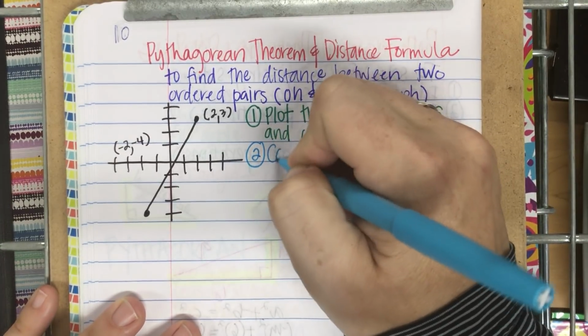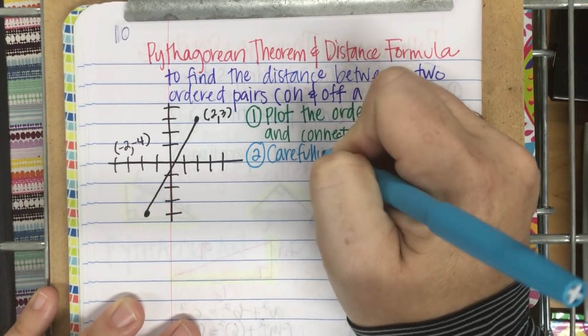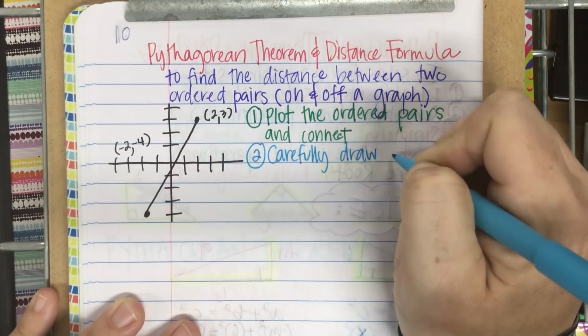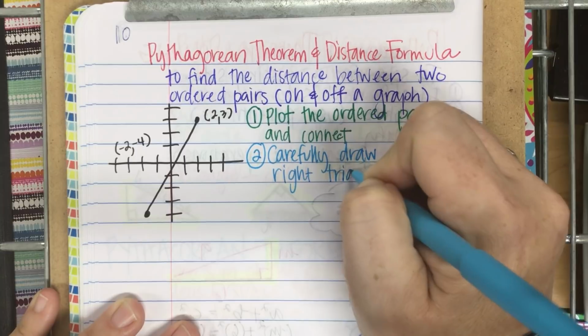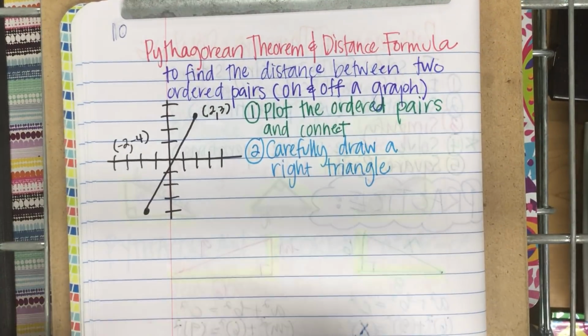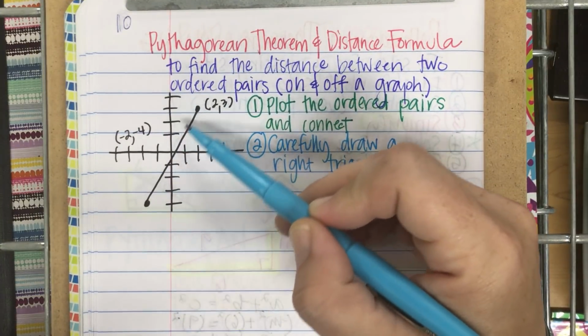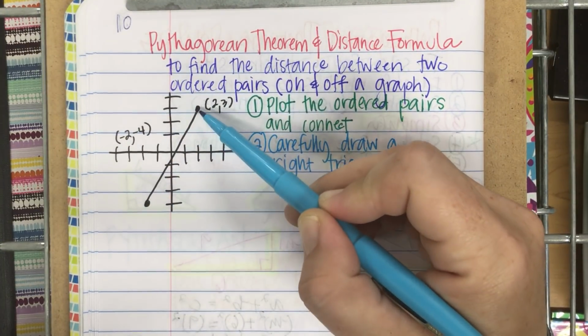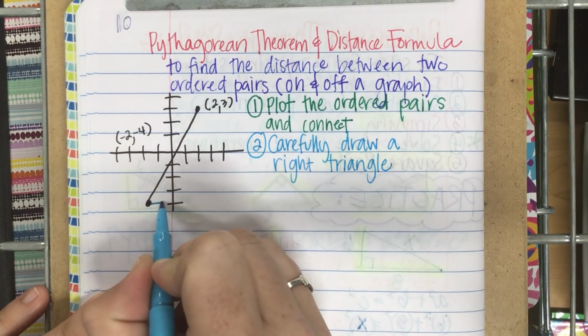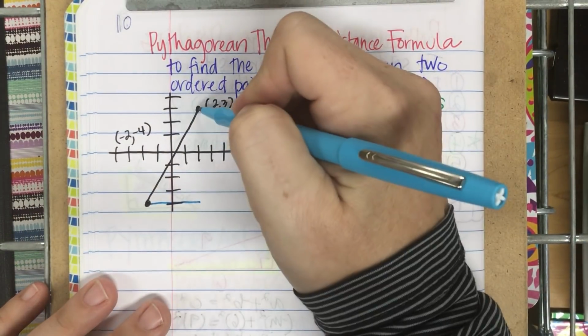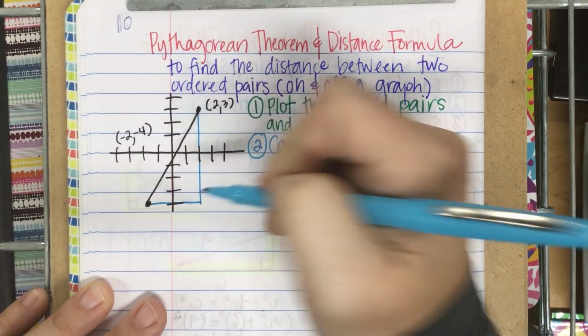Step 2 is we are going to carefully draw a right triangle. We're going to carefully draw a right triangle. We're going to use our diagonal, our distance that we're trying to find, as our hypotenuse. So I am going to carefully draw a right triangle.